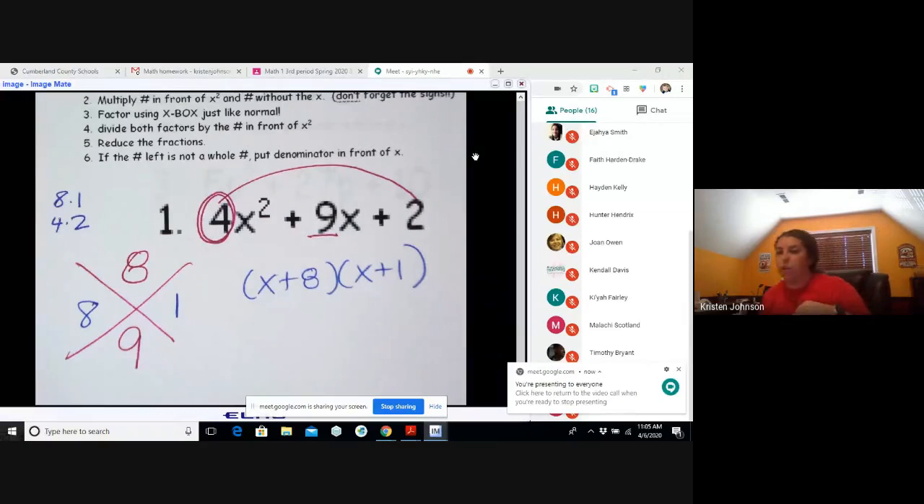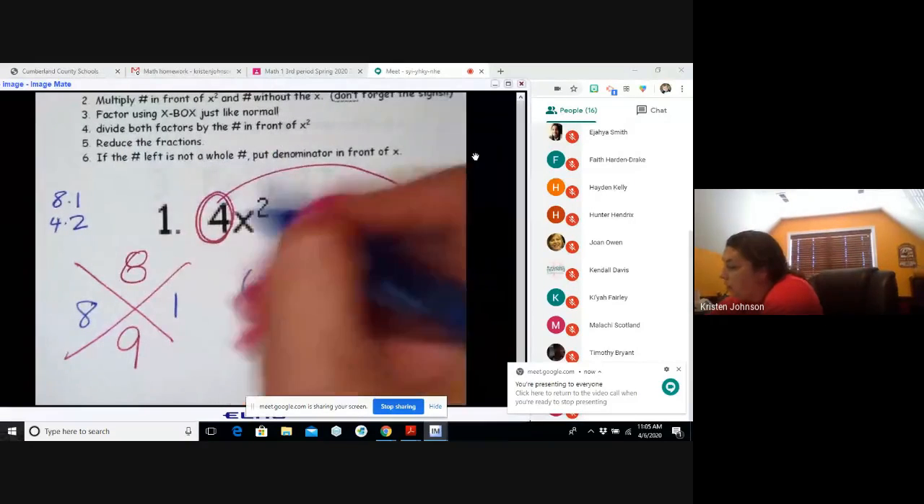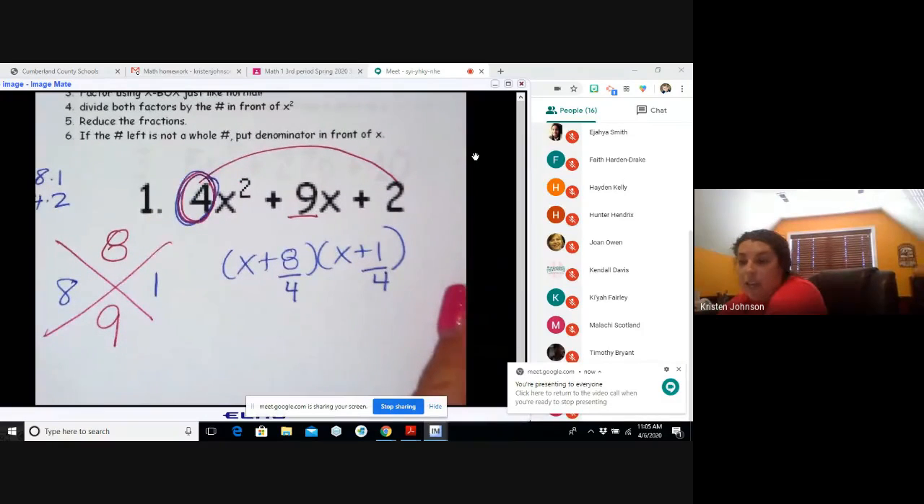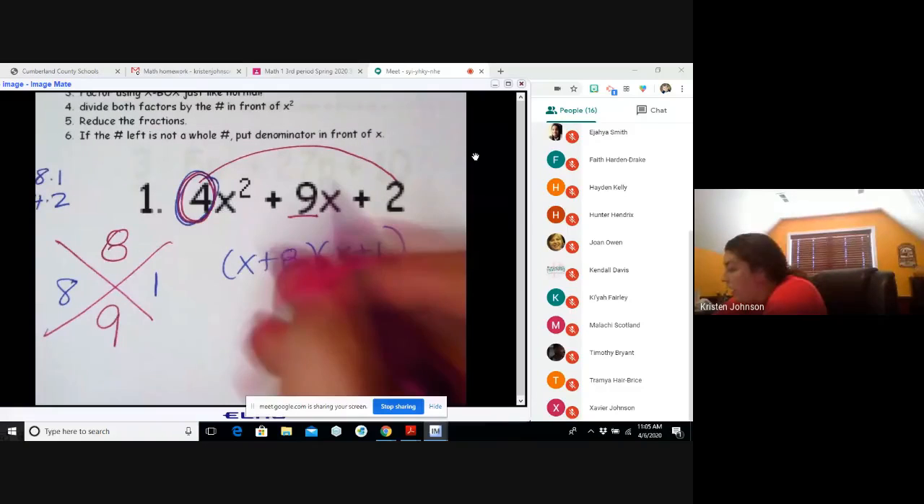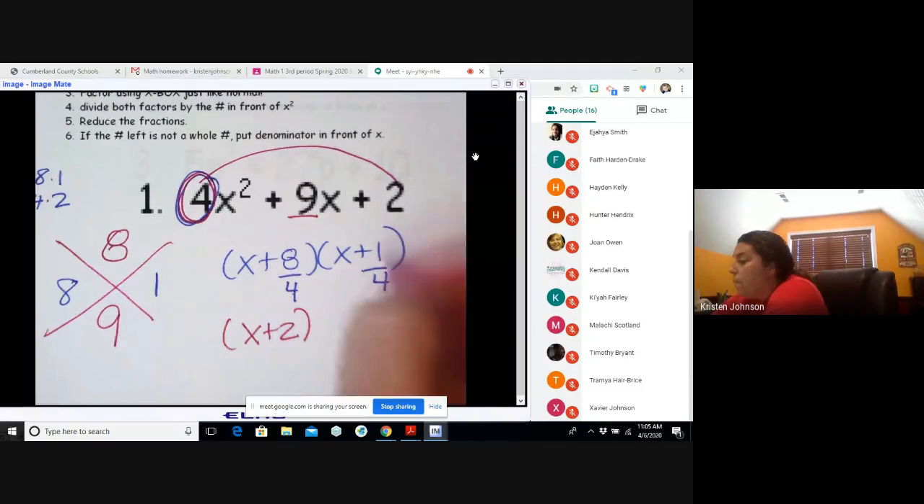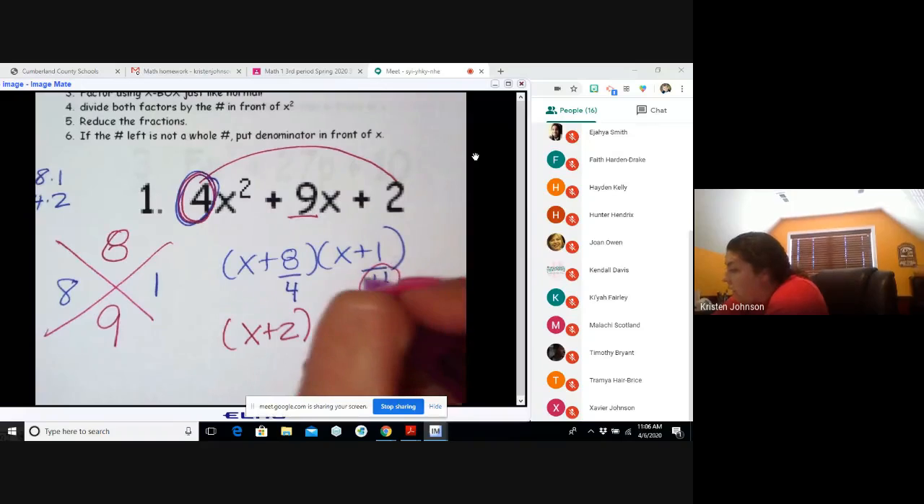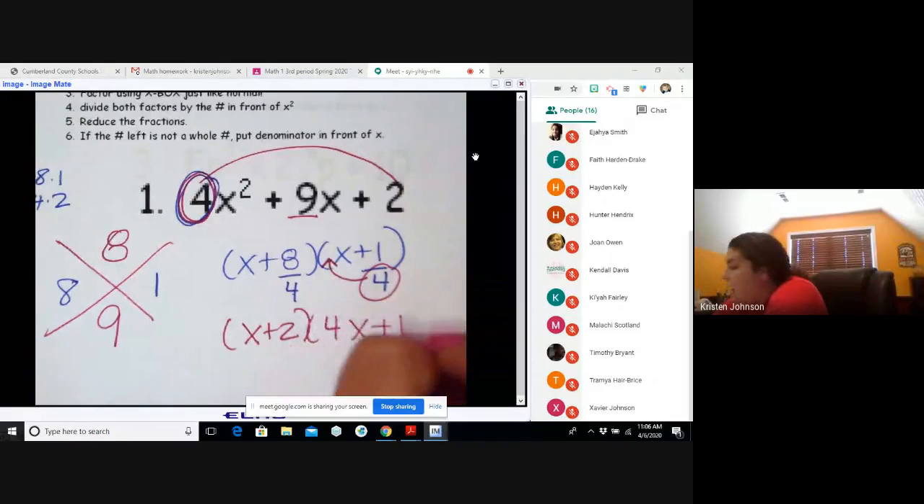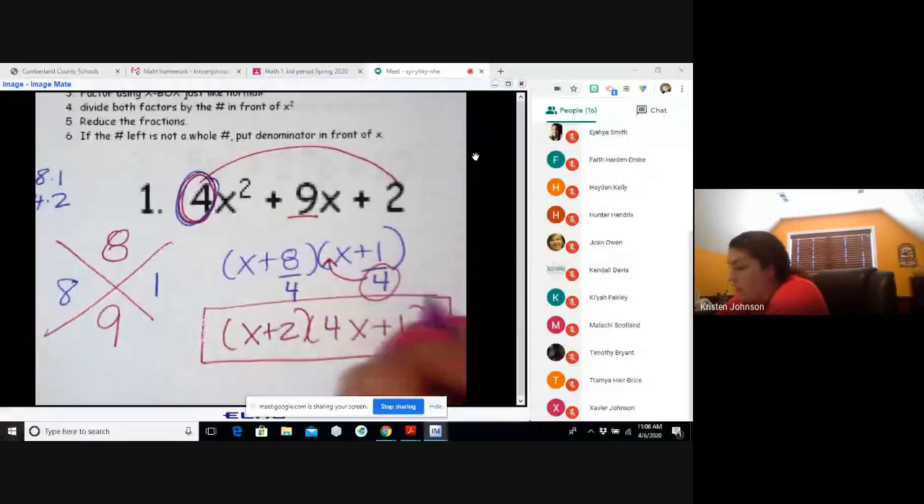So I am actually going to do what I call the bottoms up method. We're going to divide both factors by the number in front of x squared. So I need to divide both of these by that 4. If it goes evenly, wonderful. So right here, 8 divided by 4 is just 2. But if it doesn't go evenly, meaning 4 doesn't go into 1 at all and you can't reduce that fraction, we're going to do something called the bottoms up method. I'm going to take the bottom and slide it up. Some people call it divide and slide. You divide by it and then you slide it. So that 4 is going to come to the front. Now, if I were to distribute, I would have my 4x squared. This is going to be your final answer.